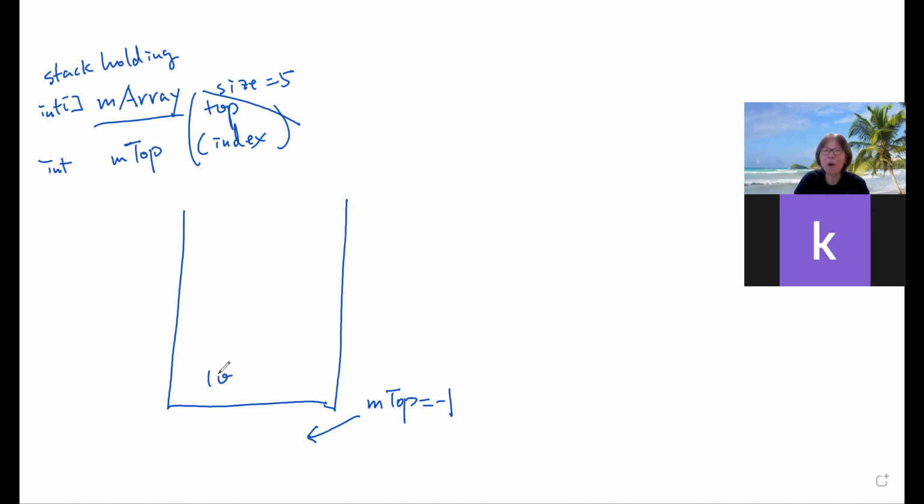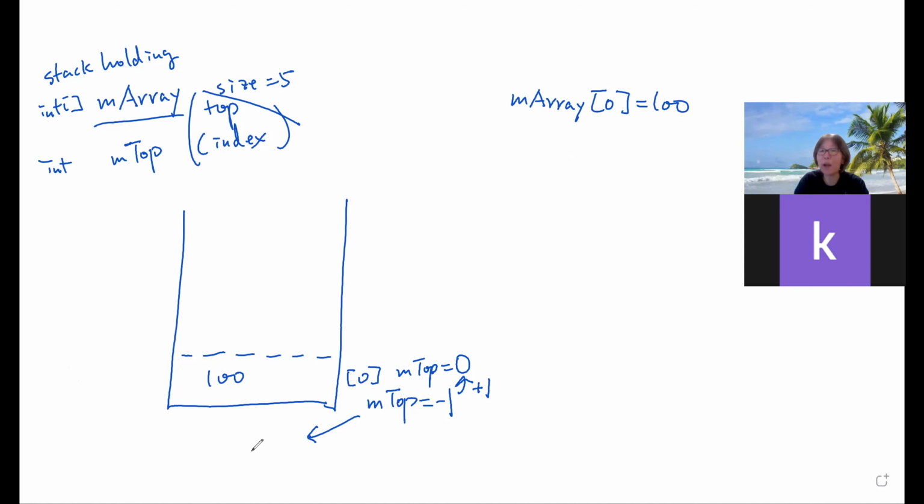And then we have 100 to be added. Where do we add it? We add it at array sub 0, which is 100. And the top index should be updated to 0, incremented by 1. So this is array sub 0, it's going to store this item.